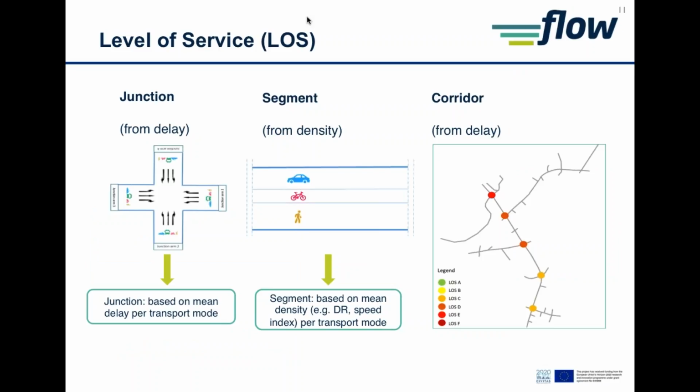For a junction, it's based on the mean delay per transport mode. For the segment, it's based on the density. And for the corridor, you see this figure on the right-hand side of the slide. You can see a hypothetical street network with different junctions, and for each and every junction you can apply the level of service calculation. This is a nice graphical representation. So along a certain corridor, you can see which junctions have a good level of service indicated in green or in yellow, and those which do not have a good LOS indicated in darker red.